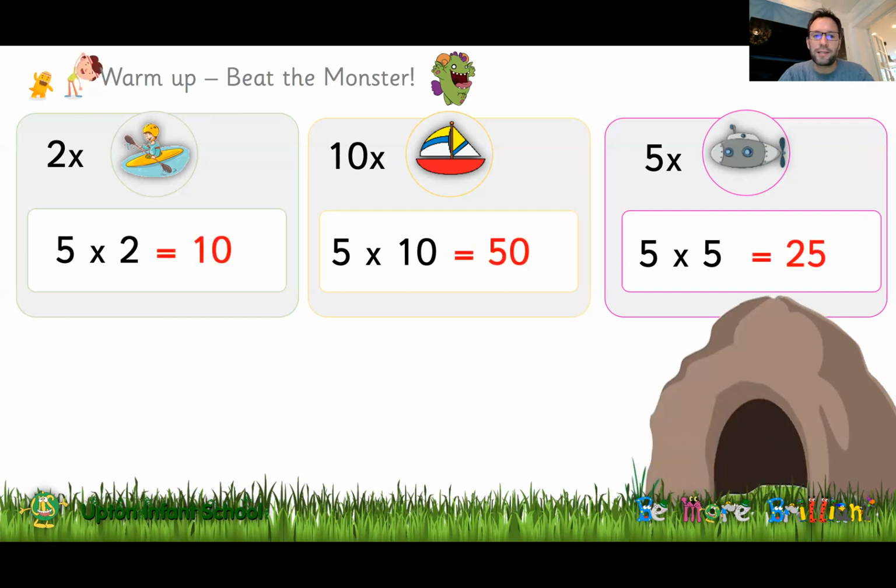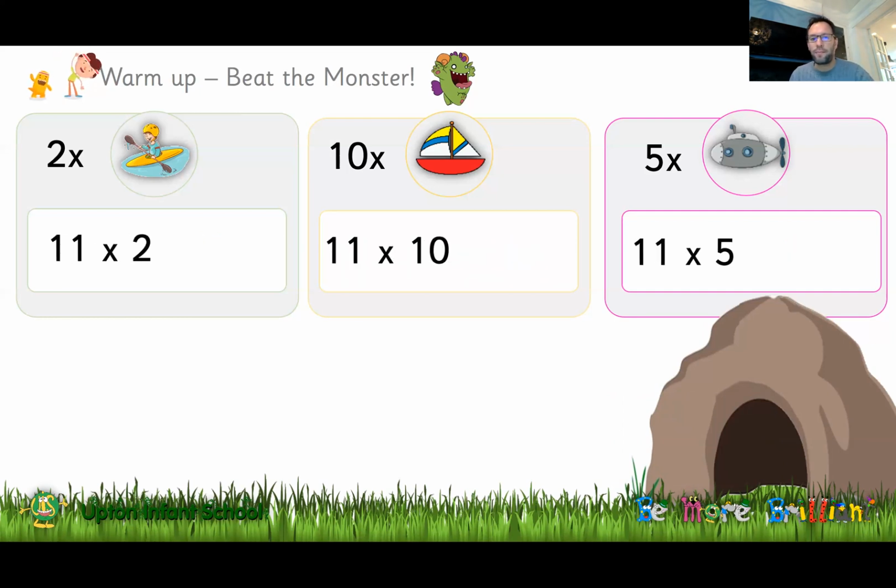Did you beat the monster that time? Let's see the answers. 5 times 2 is 10. 5 times 10 is 50. And 5 times 5 is 25. Okay, here's that monster again.